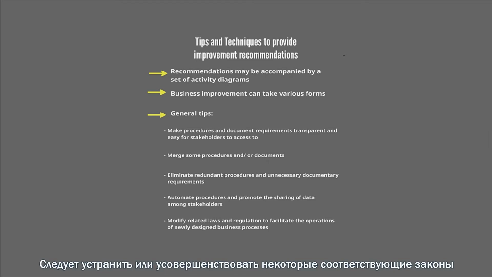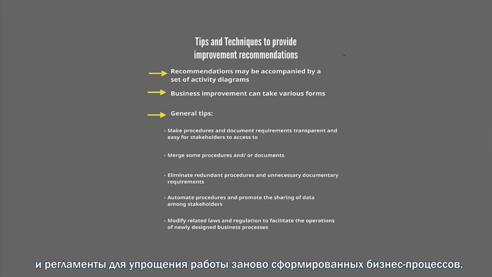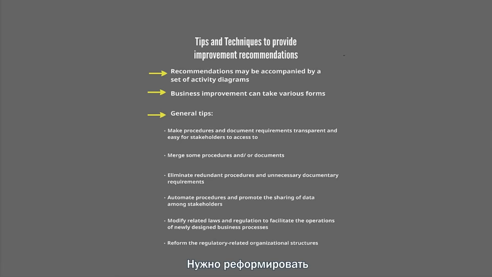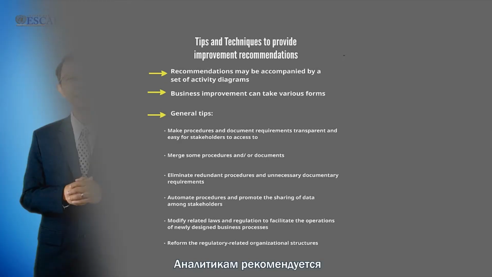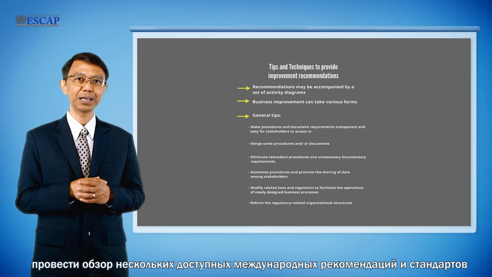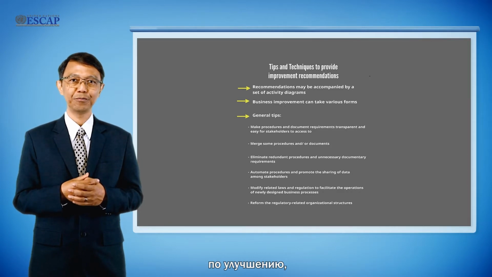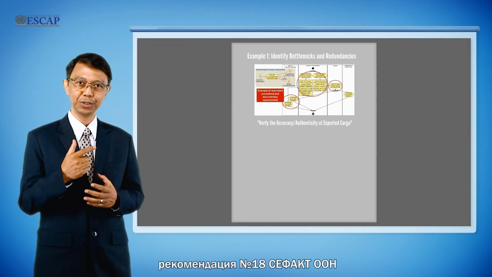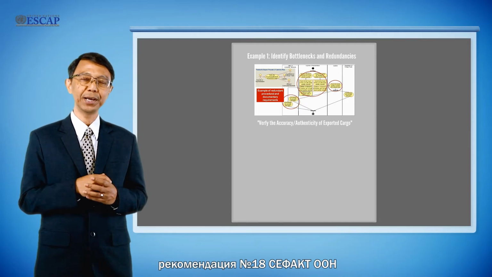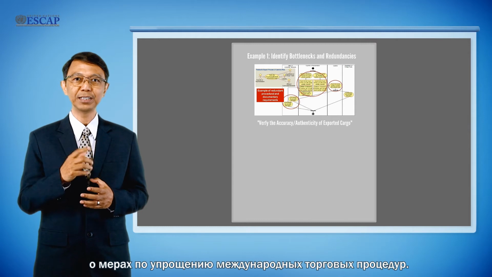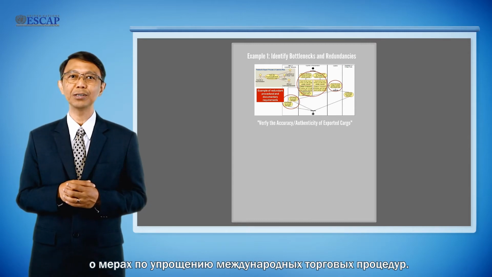Look for ways to eliminate or update some related laws and regulations to facilitate the operation of newly designed business processes, or perhaps look for ways to reform the regulatory-related organizational structures. It is recommended that process analysts review several available international recommendations and standards for improvement recommendations and ideas. For example, look into the UN/CEFACT Recommendation number 18, which is about facilitation measures related to international trade procedures.